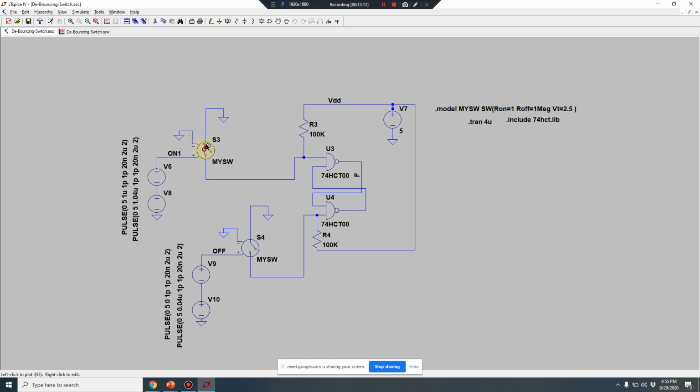Initially let's assume this is off. I am just pressing this switch and leaving it after a fraction of a second, or for 2 seconds. What happens? The moment I am pressing, how do I press this switch? By giving a voltage here. This is a mechanical switch, so instead of applying force, I am applying a voltage. Actually, this entire thing is a push button.